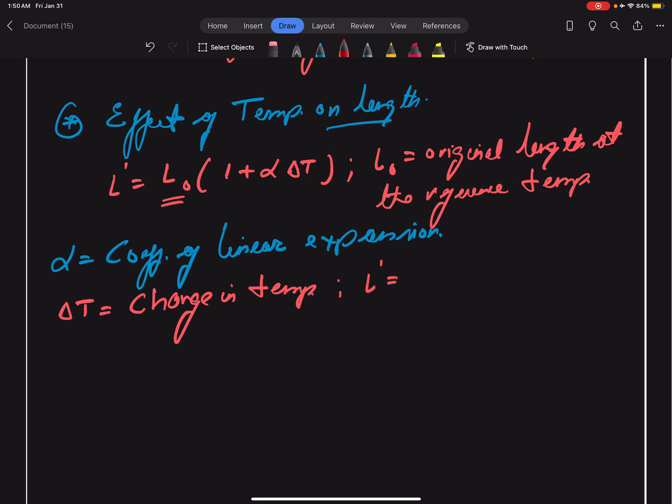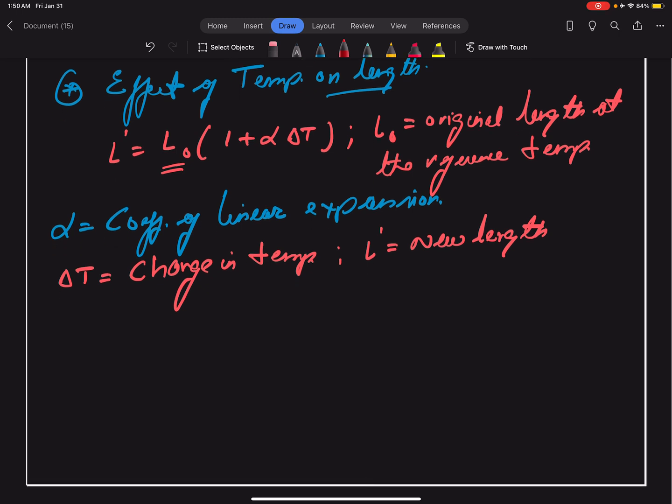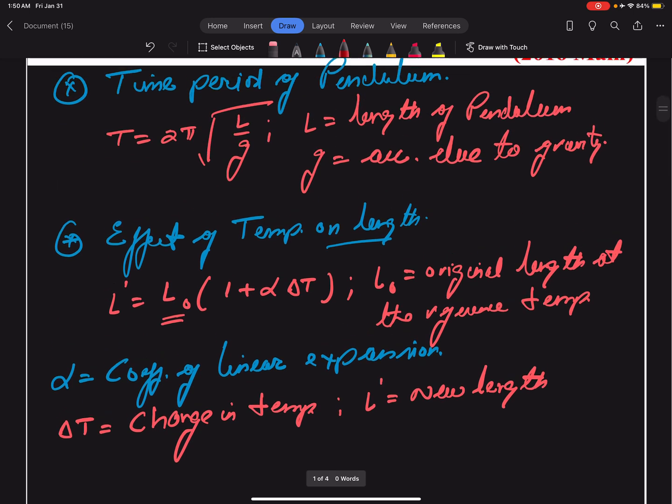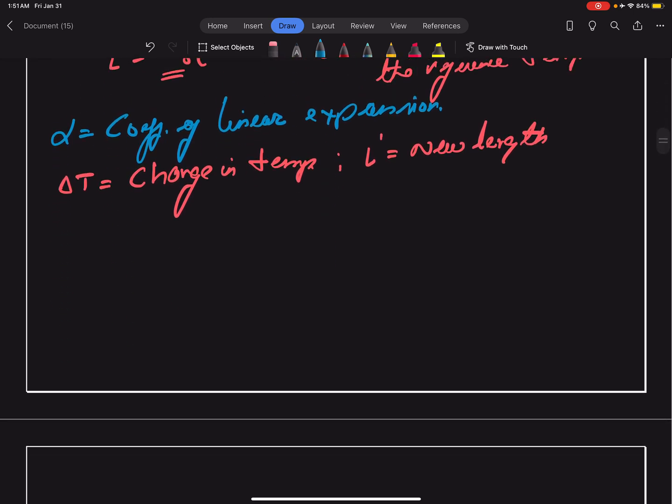See, L prime is our new length. So let us call this equation number 1. So using equation 1, we can find out what will be the effect of change in length on the time period. Using equation 1, the effect of length change on time period.